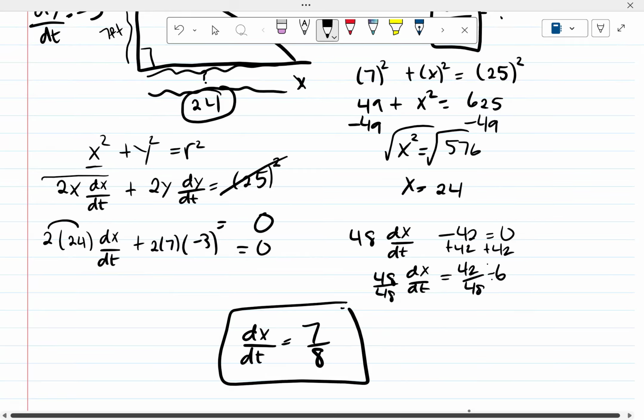Let's stop here. The other problems are word problems and they take a bit of time, so let's just stop here.